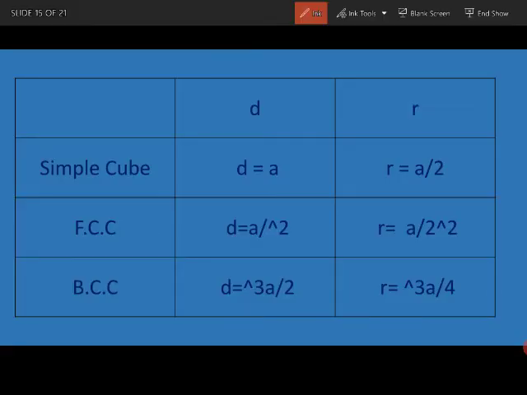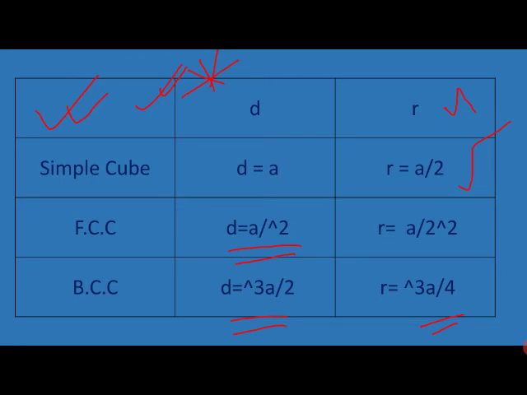Now this is a very important table which you all need to remember. One thing I would like to tell you: this symbol is nothing but square root, since I was not finding the symbol in my tablet, so I have used this. Like here, D is equal to A divided by root 2. In the same way, D is equal to root 3A divided by 2 and R is equal to root 3A divided by 4. Please make the necessary changes, and I request all of you to take a screenshot of this, because this is very helpful for solving the questions and understanding some of the topics.